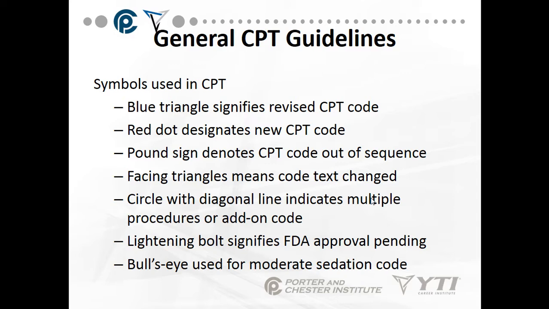So here are some of the symbols used in the CPT book. We have the blue triangle, which signifies a revised CPT code. So it may be that the codes that have been used, we needed to add a little more information to. So now we have a revised code. The red dot designates a new CPT code. The pound sign denotes CPT code out of sequence. Facing triangles means the code text was changed, so maybe we had to explain something a little bit more. The circle with a diagonal line indicates multiple procedures or an add-on code need to be used. A lightning bolt signifies FDA approval pending. And the bullseye is used for moderate sedation code.